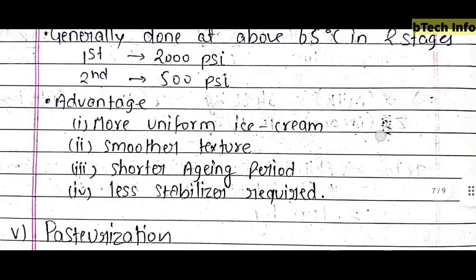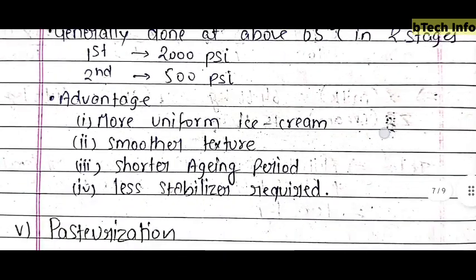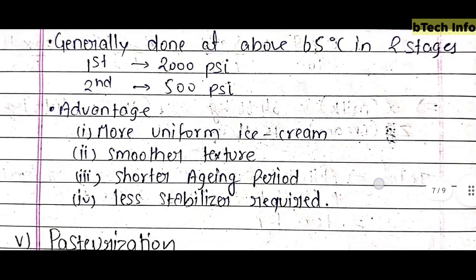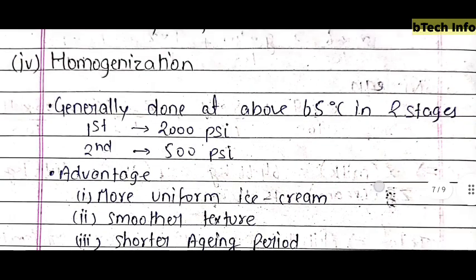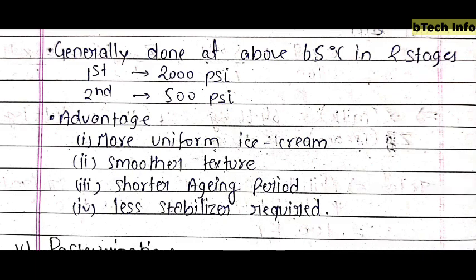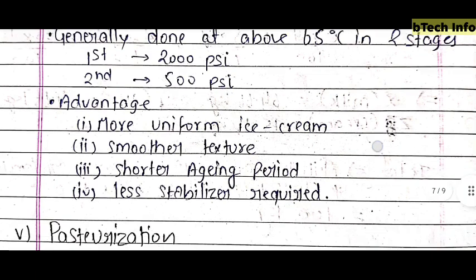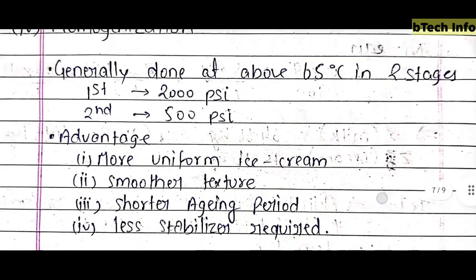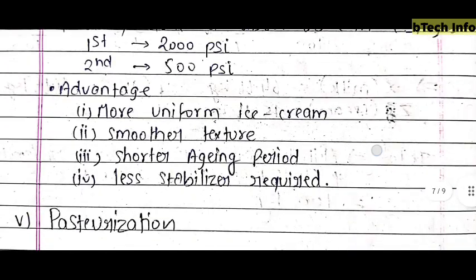So, what are the advantages? The advantage is more uniform ice cream. If we do the homogenization, we get more uniform ice cream. Also, it smoothens the texture, shortens the aging period, and less stabilizer is required.